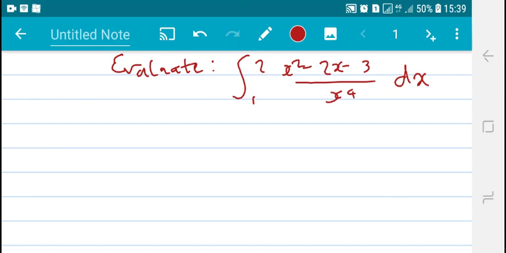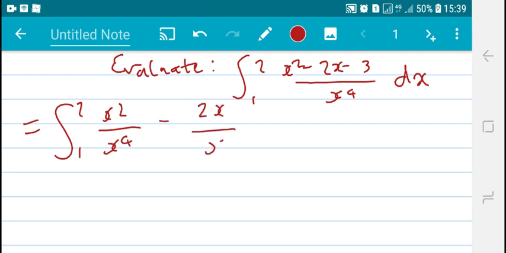So we have to evaluate this integral. Now I could use partial fractions, but I'm just going to break it down into individual fractions here and then try to simplify from there. So what I mean by that is I'll just do x squared over x to the fourth power, minus 2x over x to the fourth power, minus 3 over x to the fourth power, dx. And so now I can simplify.